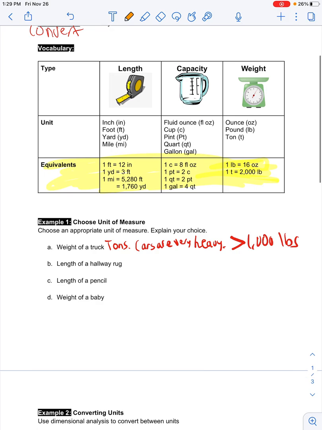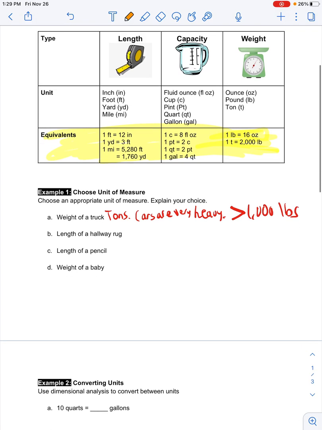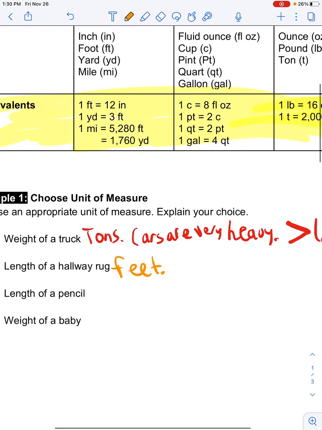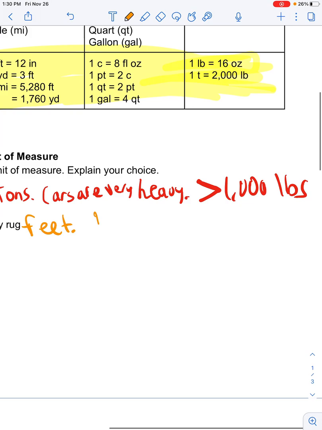Length of a hallway rug. If we look at length, inches, feet, yards, or miles, I would say that a hallway rug is usually going to be 3 feet by 5 feet, or 6 feet by 4 feet. So I think I'm going to use feet to measure this. Inches is too small. Miles is way too big. You probably could use yards if you had a 2-yard long rug by a half-yard long rug, but I think you'd be more accurate with feet. So we're going to choose feet, and we'll just say hallway rugs are about medium size.